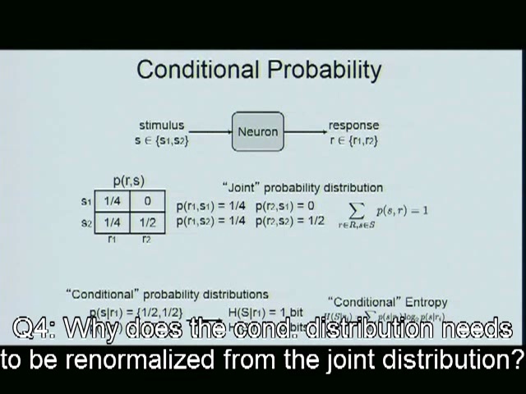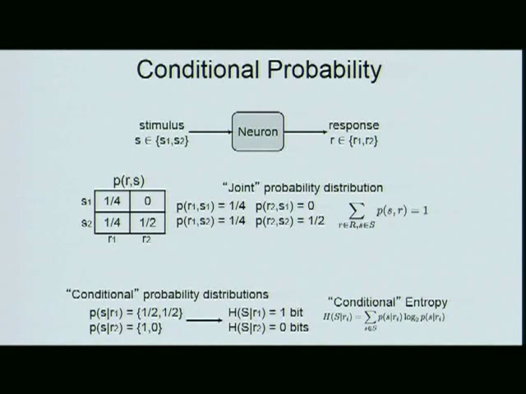If we observe a response, we know that the stimulus still has to be S1 or S2, okay? And so if we observe R1, this just tells us that it's equally probable between these two states. But the conditional probability distributions still have to be normalized because we know S has to have a value. It can either be S1 or S2, right?